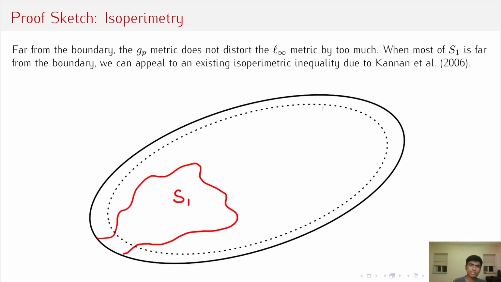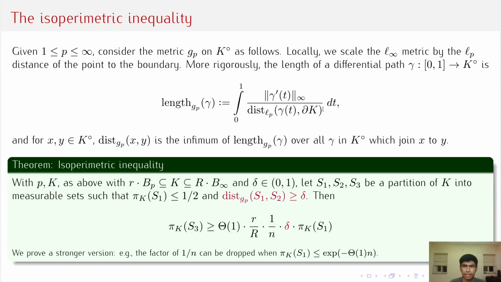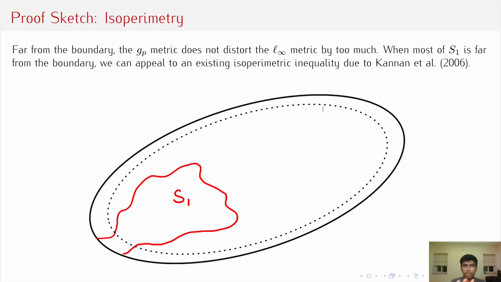So first, consider the case where a lot of S1 is far from the boundary. If you look at our GP metric, because we are scaling it by the LP distance to the boundary, if it's far from the boundary, then we can in fact lower bound this LP distance by something. So we can show that it does not distort the L infinity metric by too much. So we can get away with just proving an isoperimetric inequality for the L infinity metric instead of our GP metric. And such an isoperimetric inequality is already known, so we are done.